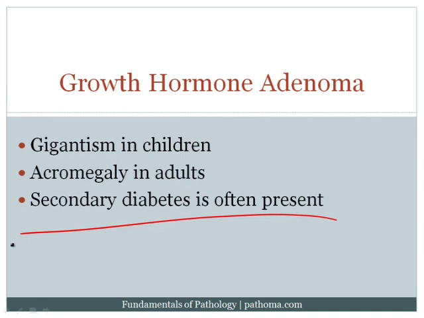Recall from physiology that growth hormone decreases glucose uptake into cells, and so therefore if there's a lot of growth hormone around, glucose will not be taken up by cells, and secondary diabetes will develop.